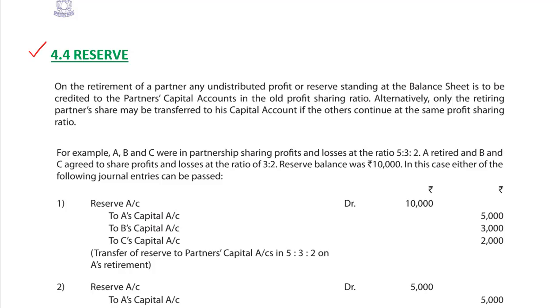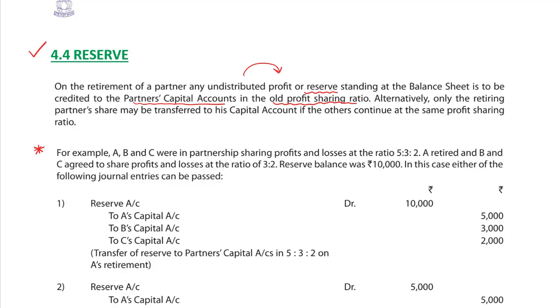Reserve. What is a reserve? On retirement of a partner, any undistributed profit or reserve standing in the balance sheet is to be credited to the partners' capital accounts in the old profit sharing ratio. Alternatively, only the retiring partner's share may be transferred to his capital account if the others continue at the same profit sharing ratio.